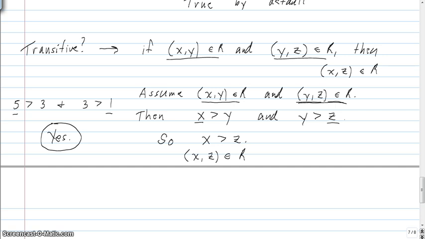So without doing formal proofs, that's a way to verify whether or not a relation is reflexive, symmetric, antisymmetric, or transitive.